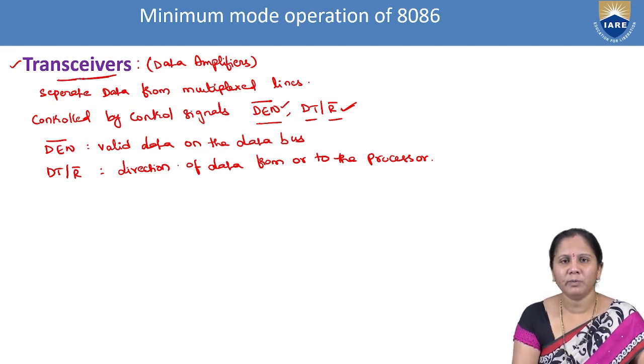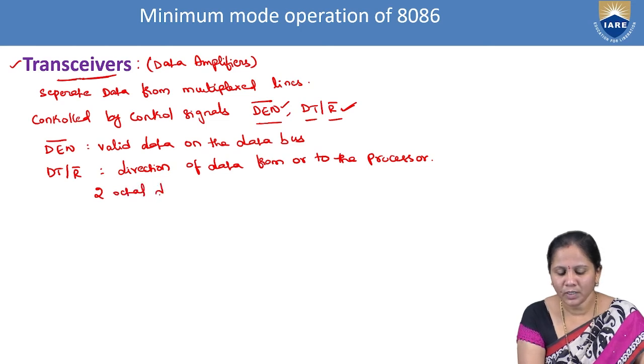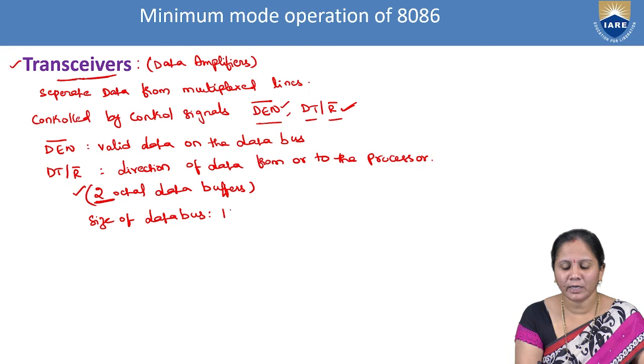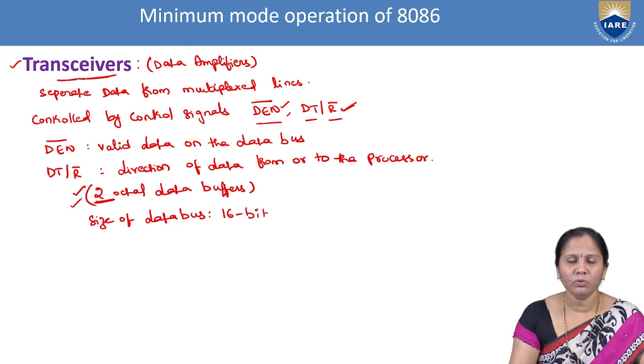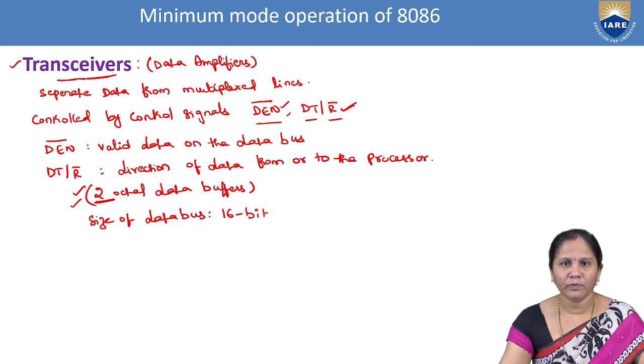If we observe the block diagram, how many latches are required? We have used 3 octal latches. Similarly, how many transceivers are required in this minimum mode operation? Here 2 octal data buffers, because it is based on the size of the data bus. In the 8086 microprocessor, the size of the data bus is 16-bit, which is why only 2 octal data buffers are used. Whereas for the latches, 3 octal latches are used because the size of the address bus is 20-bit.